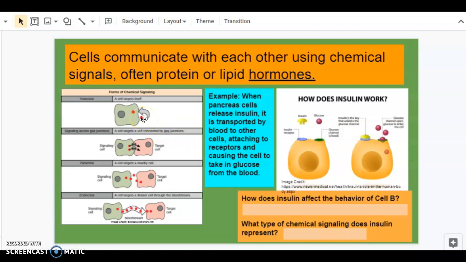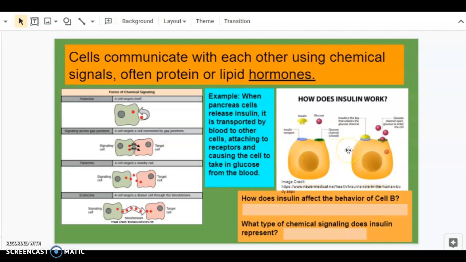Cells can communicate with themselves. Cells can communicate with cells that they are very close to. They can communicate with cells where there's a gap in between, and they'll use diffusion to send that signal across, or they can communicate with cells that are far away and use things like the bloodstream to transport those hormones from one cell to another, which is exactly what the pancreas cell does.